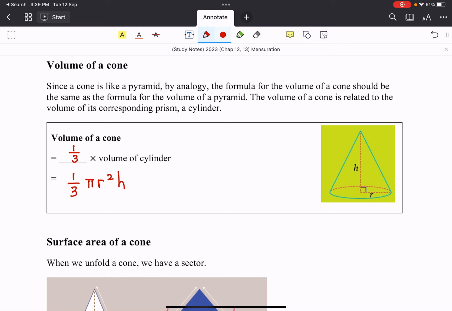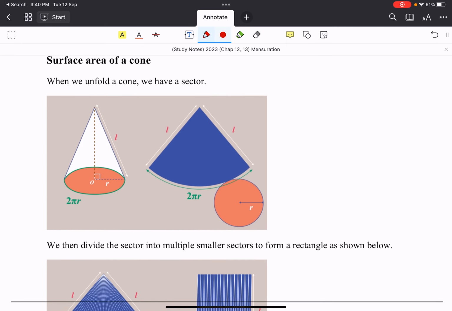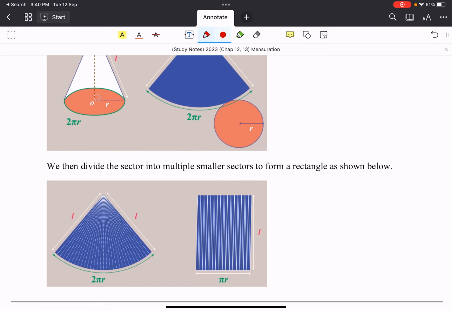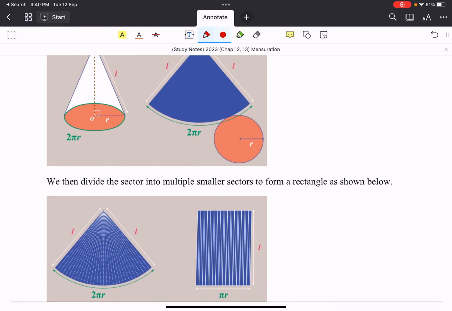Now the surface area will be interesting though, because when you look at the net of a cone, you don't find triangles anymore. In fact, what we see is a sector of a circle, and this time round, the slanted length of the cone becomes the radius of this sector, right? If you can visualize, we take this sector, we slice it apart, and then we alternate them.